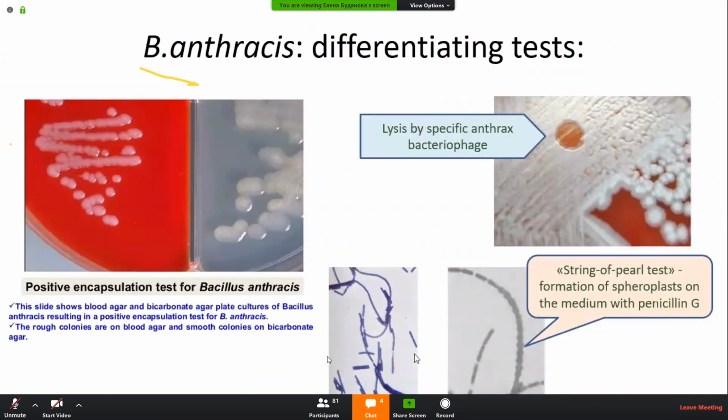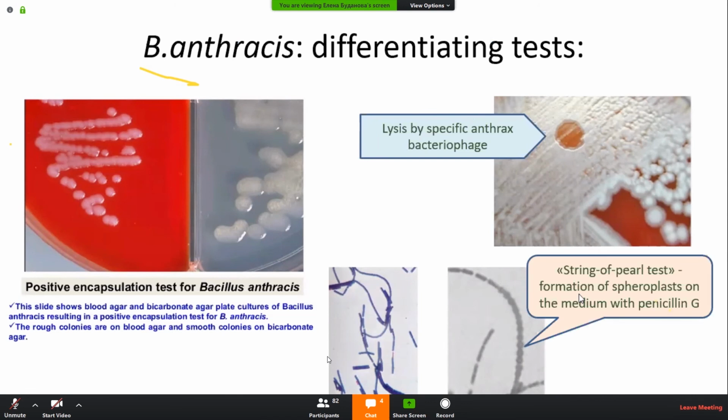Here are some tests used for differentiation of bacteria. First of all, in the presence of bicarbonate, they form smooth colonies, S colonies, because they become encapsulated. Then, in the presence of bacteriophage, they are lysed by specific anthrax bacteriophage. Here's the appearance of colonies.